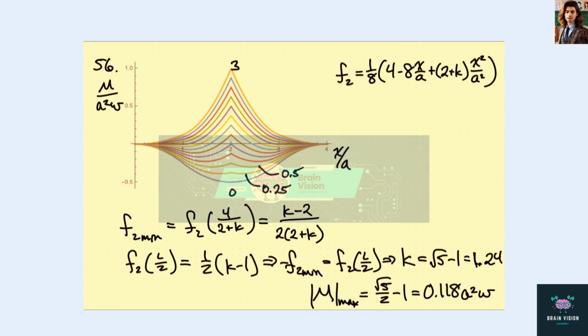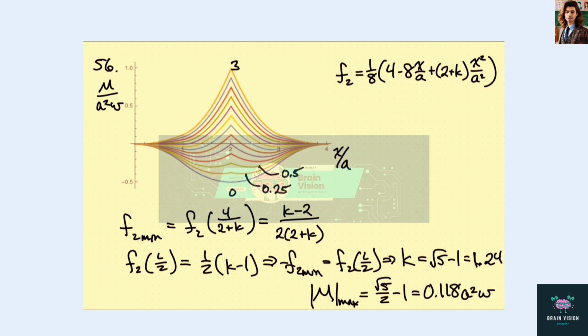So what we need to do is set the negative of this value, which is the minimum, so one of these points in here, equal to this value. We set this minus this equal to this, and solve for k. We find that k equals square root of 5 minus 1, or 1.24. So this is 1, and this is 1.25, so it's very close to this curve here, this kind of brown one.